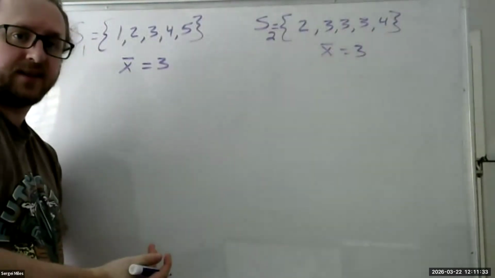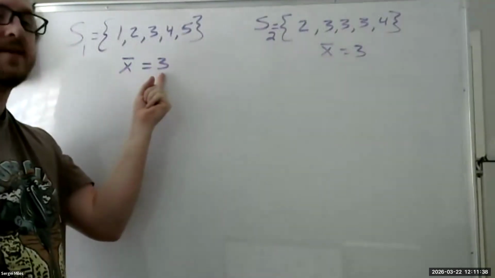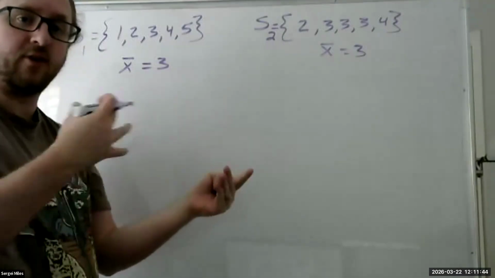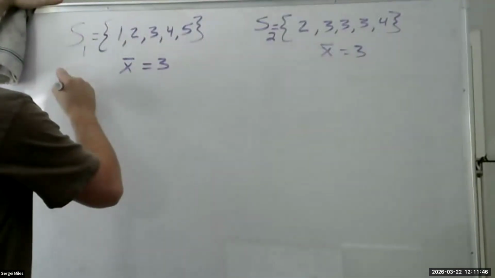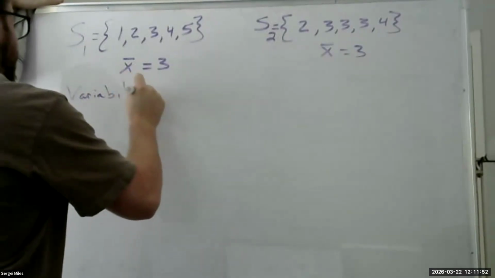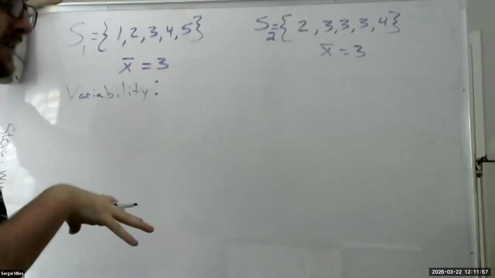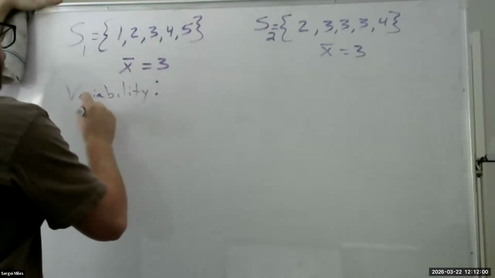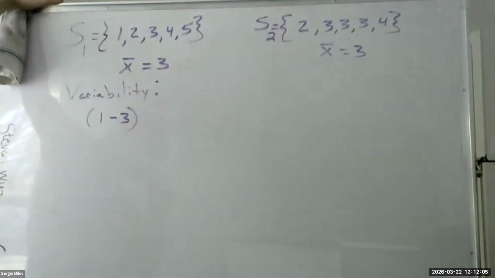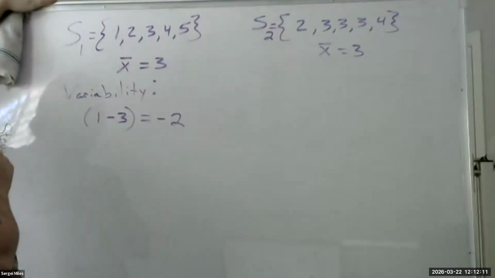How am I determining spread in this case? Like we were talking about a moment ago, what I'm trying to determine is the distance from this middle. Do I have a lot of data which is close to the middle, or do I have a lot of data which is far away from the middle? And so when I'm calculating variability, I'm taking each data point and I'm looking to see how far away from the middle is it. Well, the data point 1, if I subtract here, 1 minus 3, that has a distance of, well, it's -2 away from the middle.